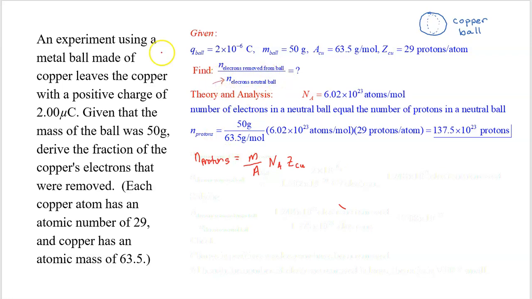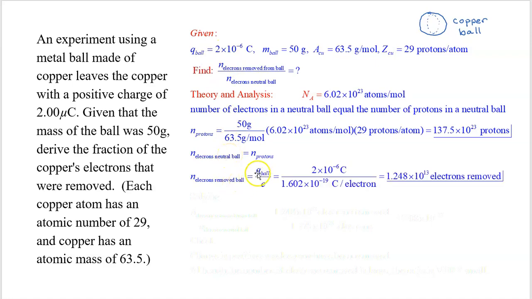ball. So now we have to work on finding the number of electrons removed from the ball. So we have the charge of the ball. If we divide that out, and it's positive, right? It's a positive charge, so that means electrons were removed. If it was a negative charge, electrons would be added to the ball, so we'd have a negative number of electrons removed, I suppose. But then we could just use the charge divided by the charge per electron, which is the elementary charge. So we have the number of electrons in the neutral ball, that's the number of protons, and the number of electrons removed from the ball, the charge of the ball divided by the elementary charge.